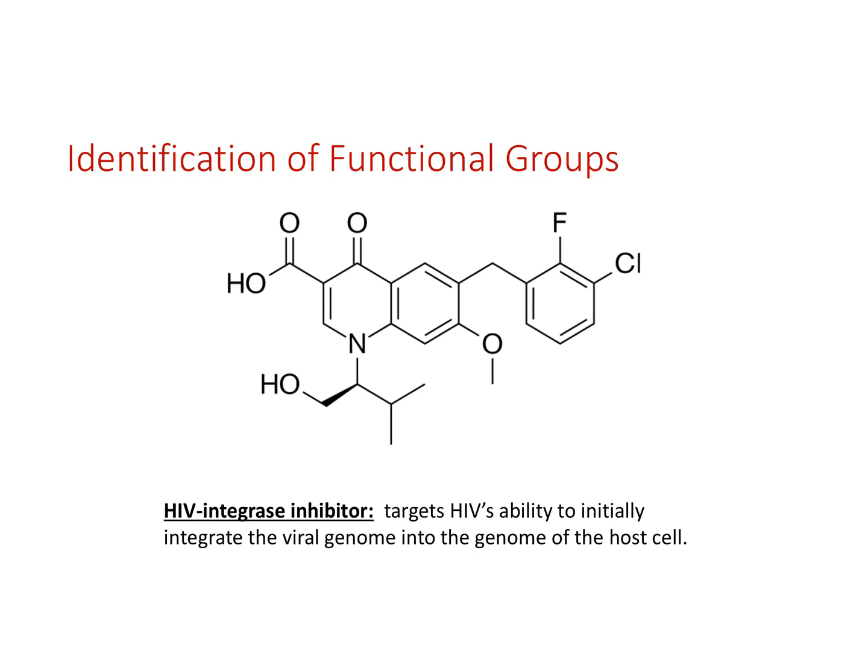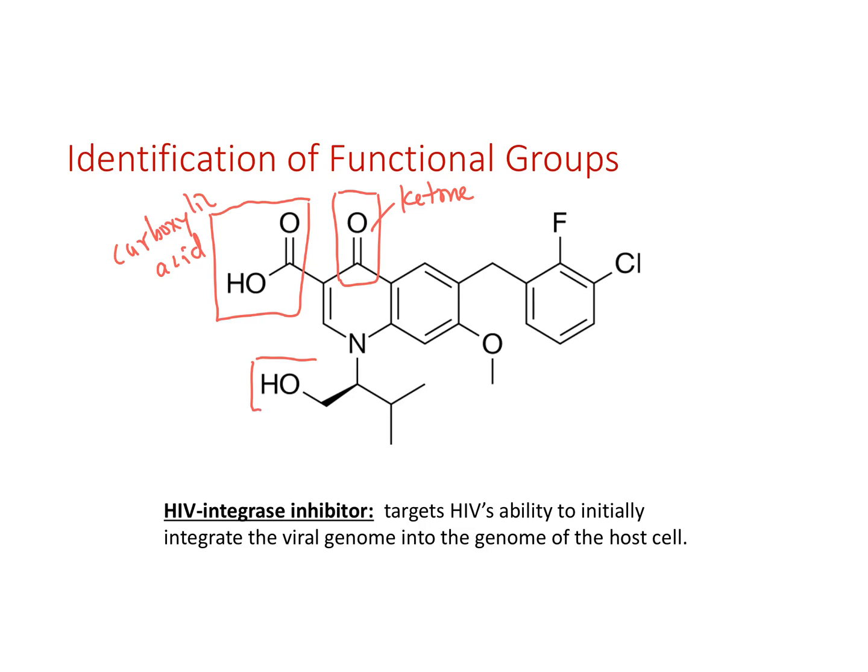So to get us started, I've got 1 functional group over here that would be a carboxylic acid. I've got a 2nd functional group here. This would be a ketone. I've got a 3rd functional group here. This is a hydroxyl group, alcohol. I've got a 4th functional group here. This would be an amine. And a 5th functional group here. This would be an ether.